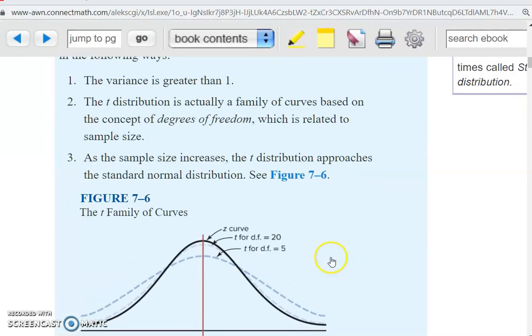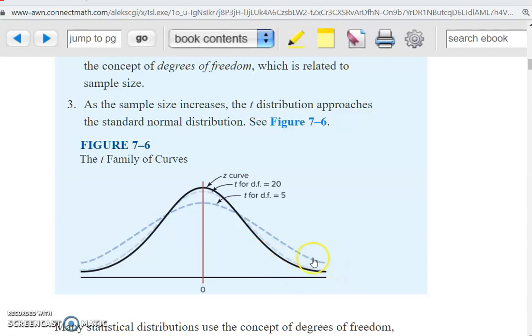In the last video, we talked about how the T curves, that's the blue guys here, start to look more and more like the Z curve. They start to look more like the standard normal distribution as the degrees of freedom gets larger and larger. Here DF stands for degree of freedom. So T with a degree of freedom of 5 doesn't really look that much like the standard normal. But if you have a T distribution with a degree of freedom of 20, as you can see, it does look quite a bit like the standard normal distribution.